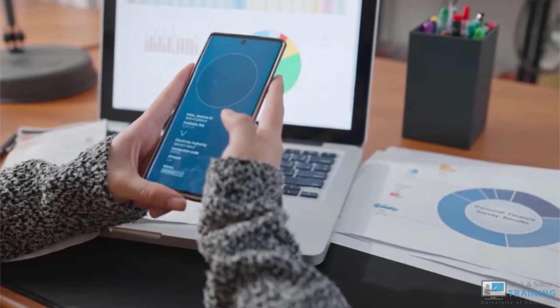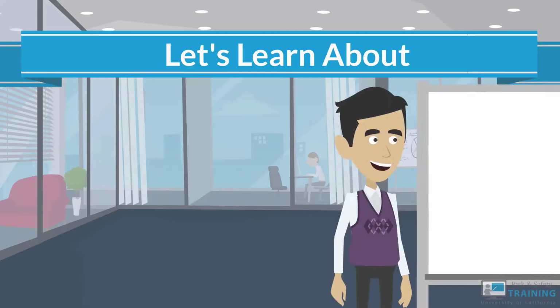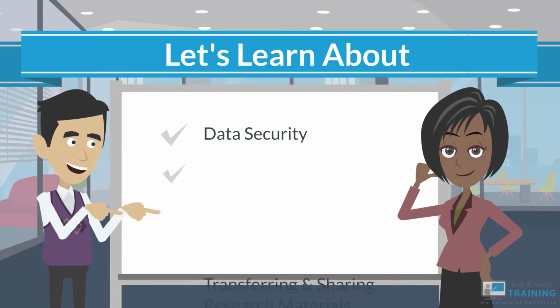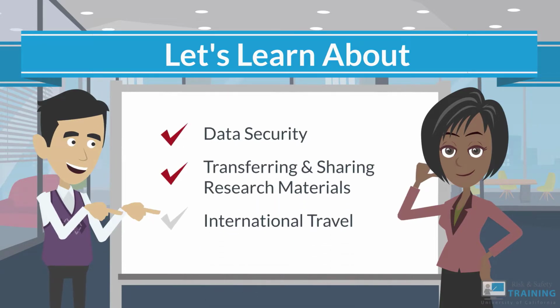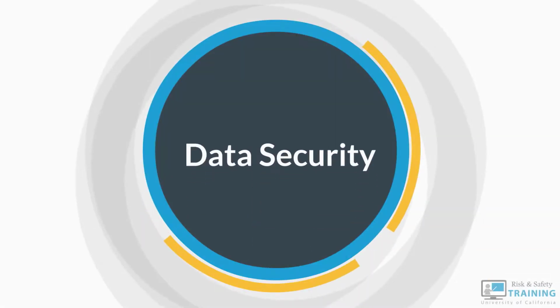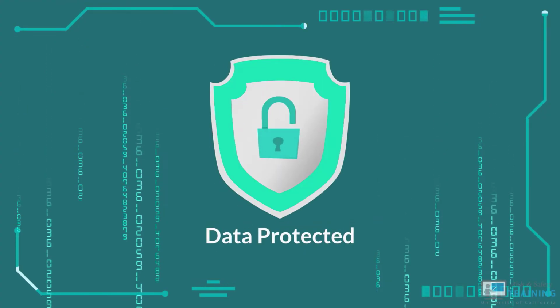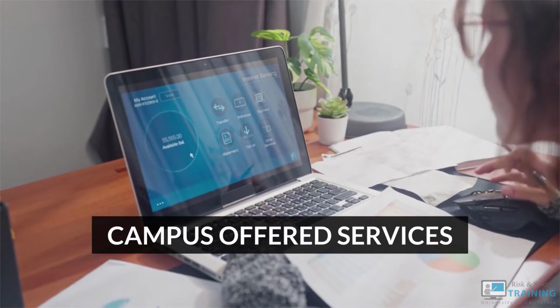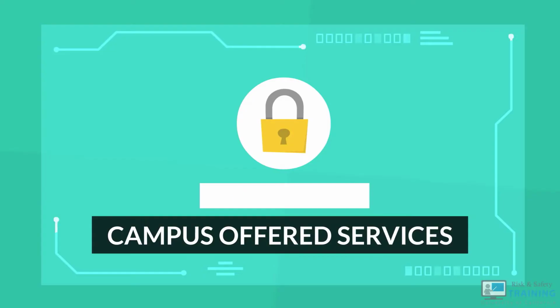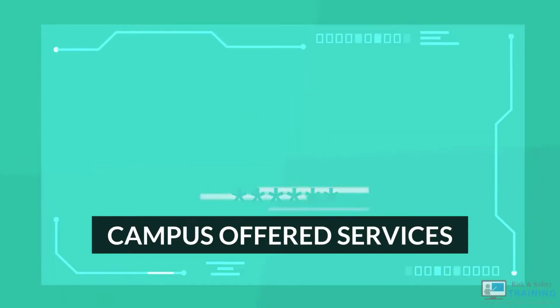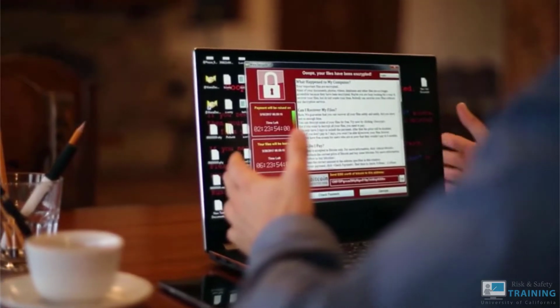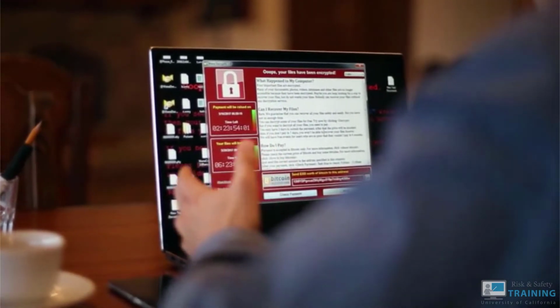Let's talk more about data security safeguards and export control considerations related to data security, transferring and sharing research materials, and international travel. Researchers must make sure they understand how their data is protected. Often, the researcher must make specific decisions, like using campus-offered services to ensure that their data is adequately protected. Unsecured data can be compromised and manipulated, making it unusable.